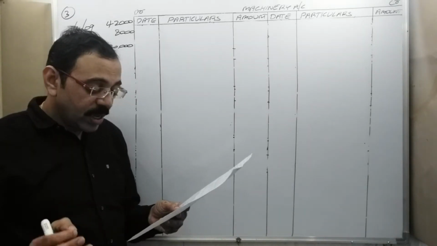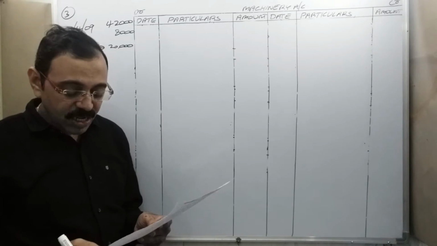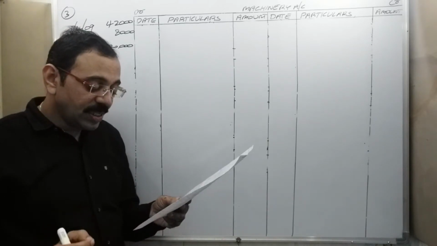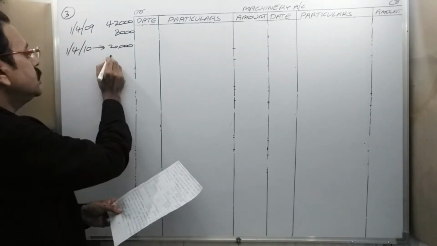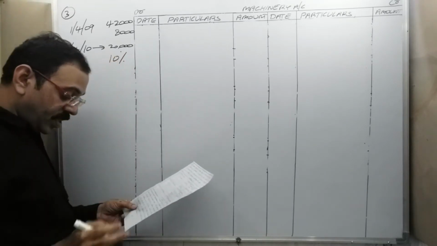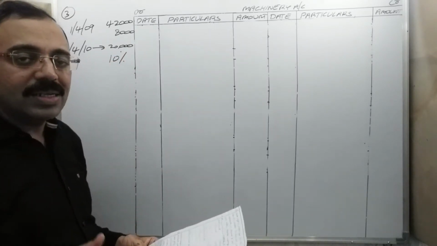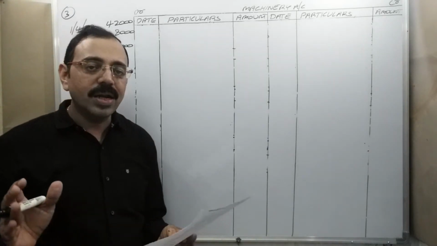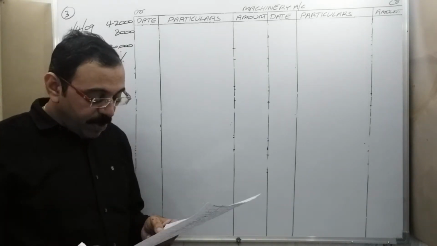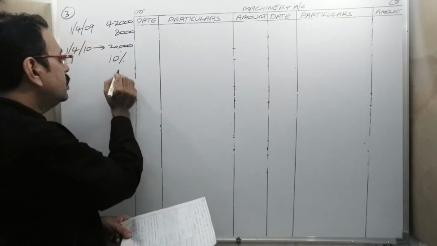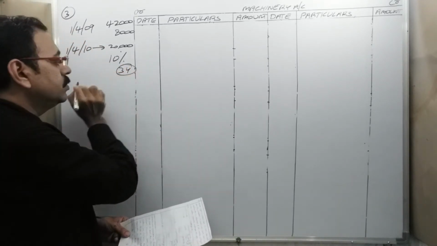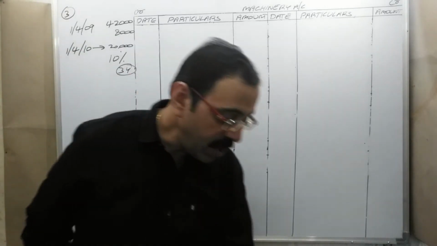Accounts are closed at the end of the financial year. Depreciation is allowed at 10% per annum under the fixed installment method. Under the straight line method only we should calculate the depreciation. Prepare the machinery account for 3 years. This is the question.